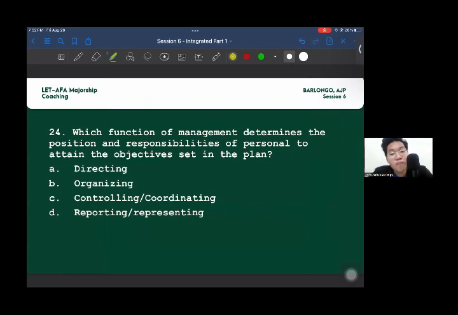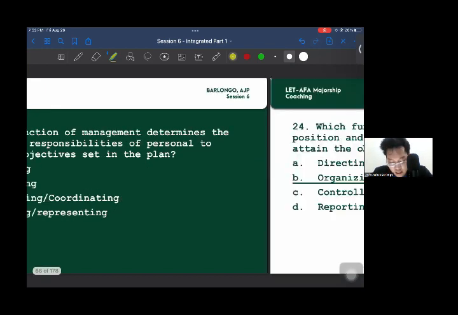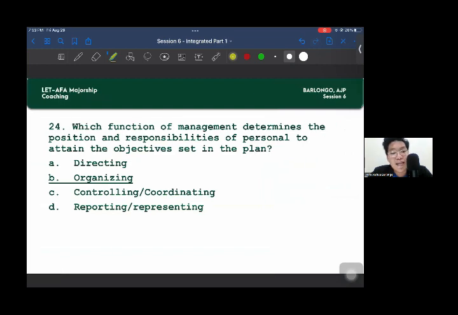Okay, so another management question. Which function of management determines the position and responsibilities of personnel to attain the objectives set in the plan? The same choices: directing, organizing, controlling, or coordinating, or letter D, reporting. So the answer for this one is organizing. Again, you can use context clues, and the context clue for this one is determining the position and responsibilities.